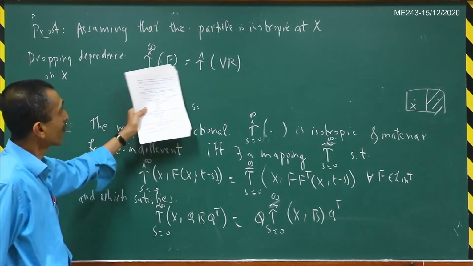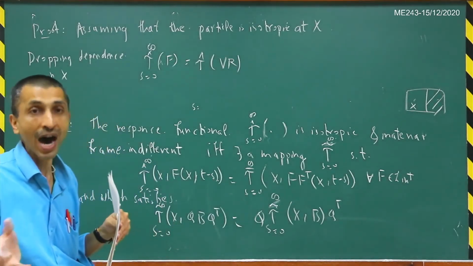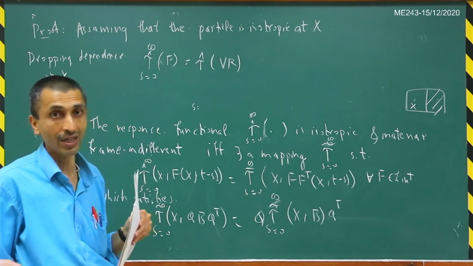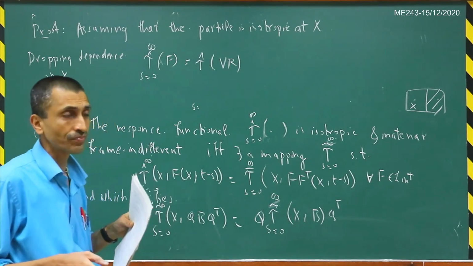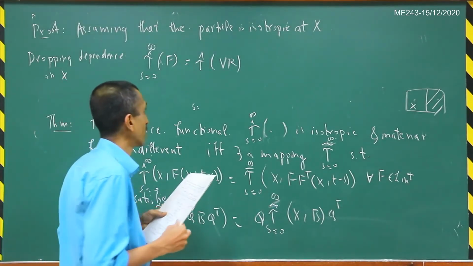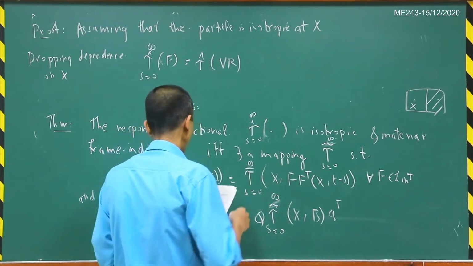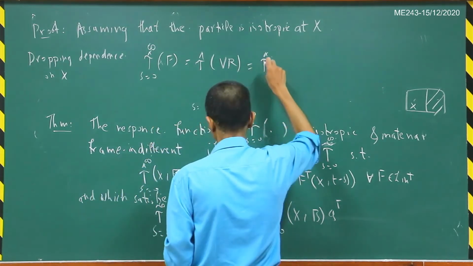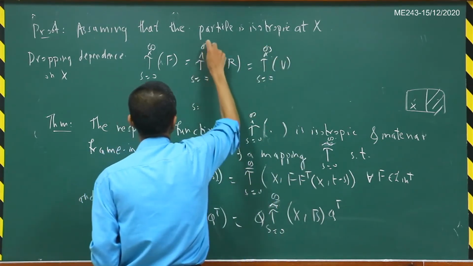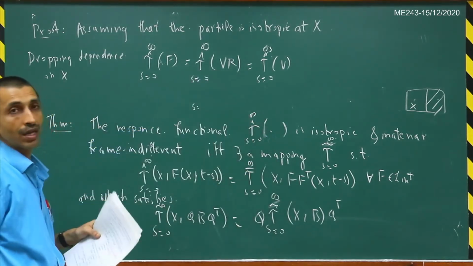Now, when we were discussing material frame indifference, we used the decomposition R U. When we are discussing isotropy, we use the other decomposition, V R, which involves the left Cauchy-Green strain tensor, because V is the square root of the left Cauchy-Green strain tensor. So this is equal to tau hat of V, from s equal to 0 to infinity. This property just follows from the property of isotropy.